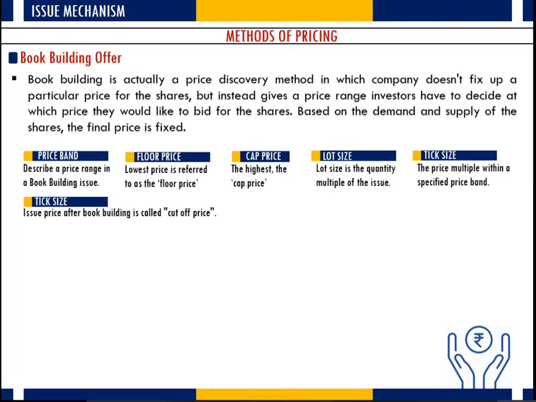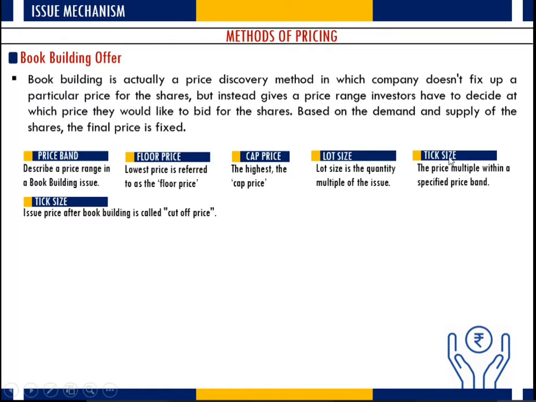Now, once this segregation was done, they would enter the application number in a register. Next to the application number, they would enter the bid price, so at what price the investor has quoted.